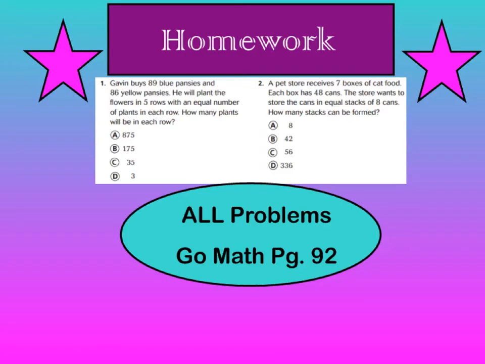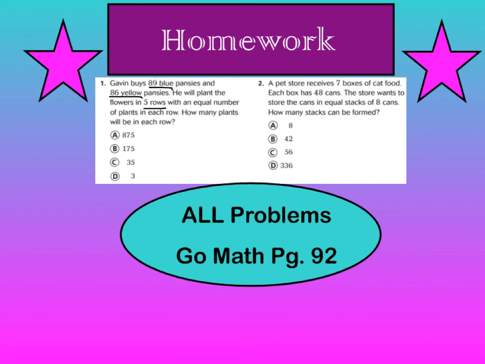All right, boys and girls, take a look at page 92 in your Go Math book, and let's take a look at your homework for tonight. You are going to be doing all the problems on this page, and I want to go ahead and get you started on number 1 and 2. Number 1 says, Gavin buys 89 blue pansies and 86 yellow pansies. He will plant the flowers in 5 rows with an equal number of plants in each row. How many plants will be in each row?